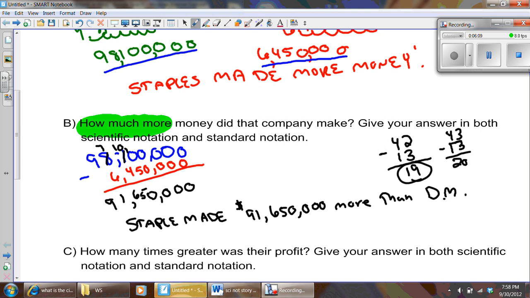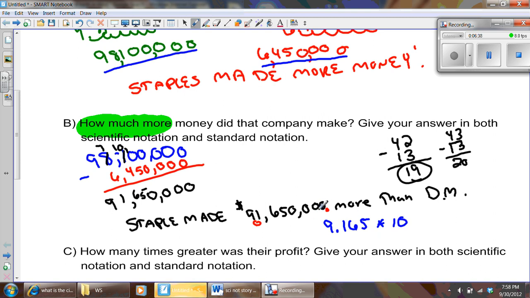Okay, now it says to give my answer in both scientific and standard notation. So from this point, I'm just going to convert this answer right here into scientific notation. Well, I've got a decimal point right here, and I know I want it to end up here. So I know my decimal is going to look like 9.165. And all I've got to figure out is what do I have to divide this black number by?